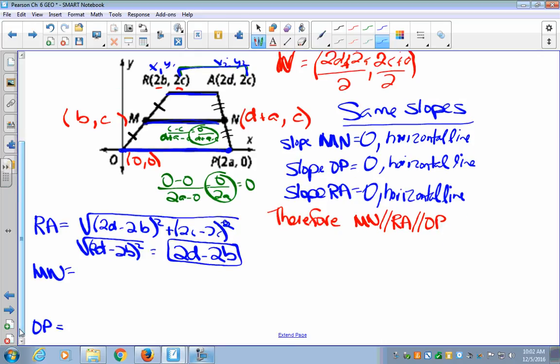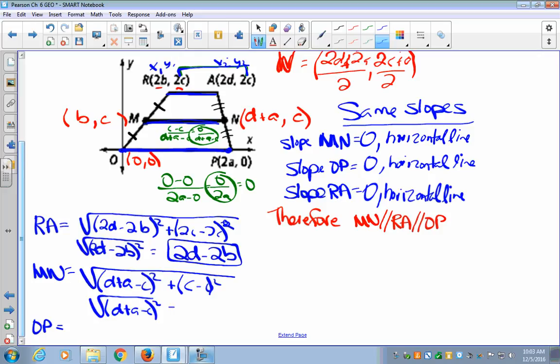MN is going to be, if I use the distance formula, and I won't for the very last one because that's too easy, we take our x's and subtract them. So I got d plus a minus c, squared, plus c minus c, squared. C minus c is 0, and I just get d plus a minus c squared. And the square root of that leaves us with just d plus a minus c. I'm going to highlight that because we're going to use it.